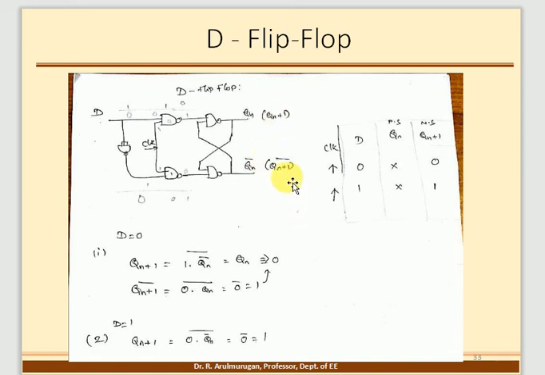Then the next state values. Okay. Here 0 means 0, 1 means 1. That's all. Use the formula. Very simple steps, you are going to do it. So this is about the flip flop: SR flip flop, JK flip flop, and D flip flop.